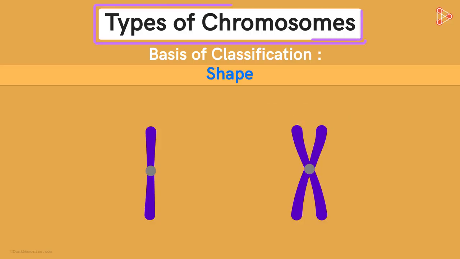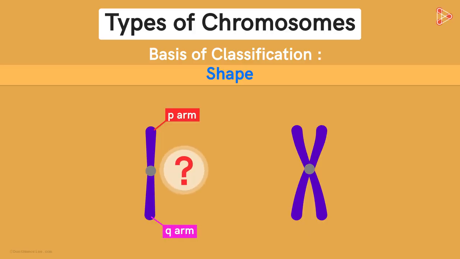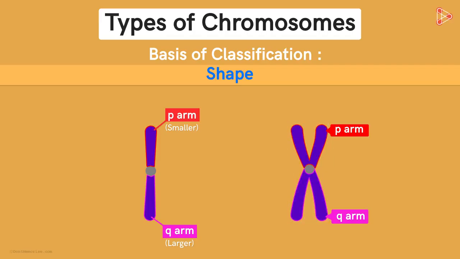Now to understand the types, let's first understand the typical structure. Here, these two regions are called the arms of the chromosome. This arm is named as the P arm and this is known as the Q arm. So how do we recognize which is the P and which is the Q arm? Is it based on their positions? Nope, it depends on the size. The smaller arm is the P arm while the larger one is the Q arm. So this chromosome has one P and one Q arm, while this one has two P and two Q arms.